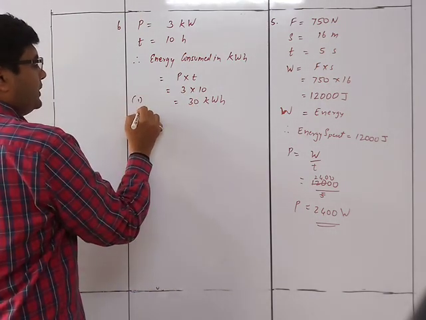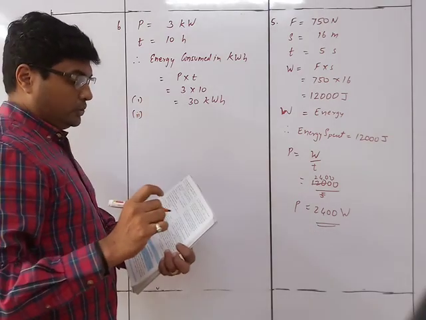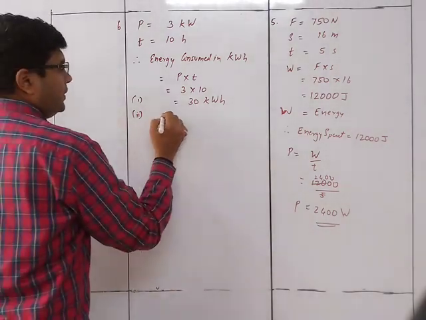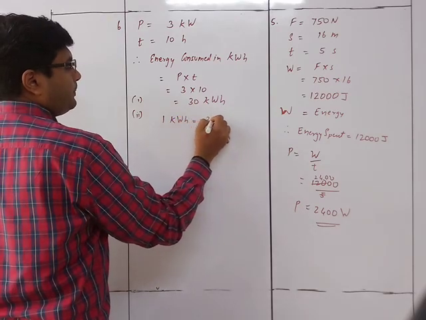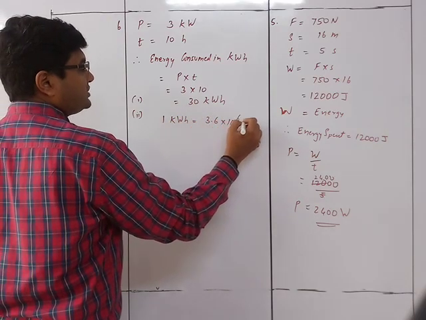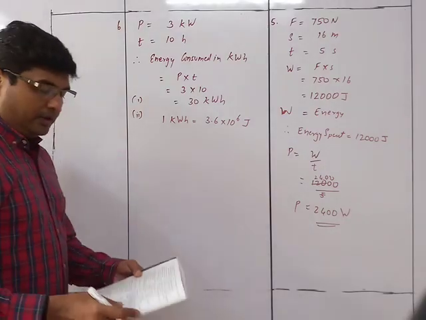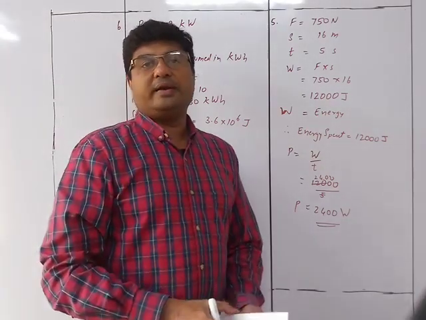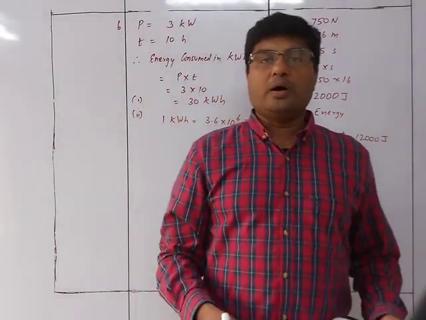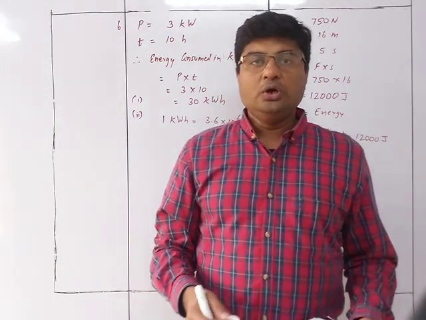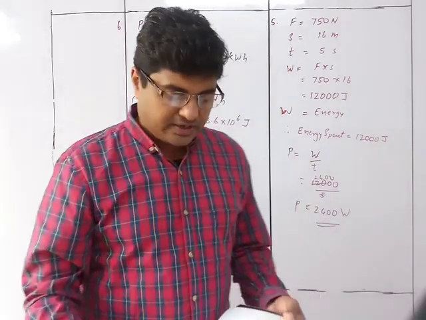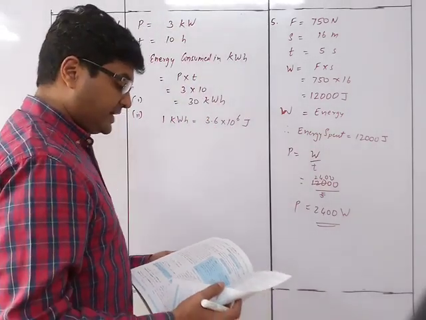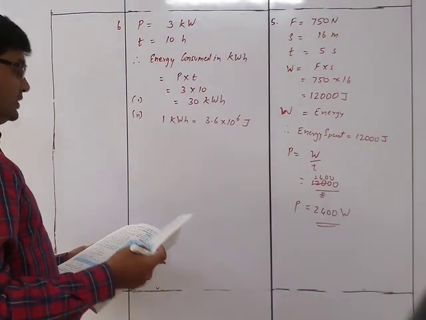The second part, they want this in joule. So we know here that 1 kilowatt hour is 3.6 into 10 raised to 6 joule. If you see the earlier one, we wrote that 1 watt hour is 3600. So 3600, if we add three more zeros, it becomes 3.6 into 10 raised to 6. So that will be 3.6 into 10 raised to 6.